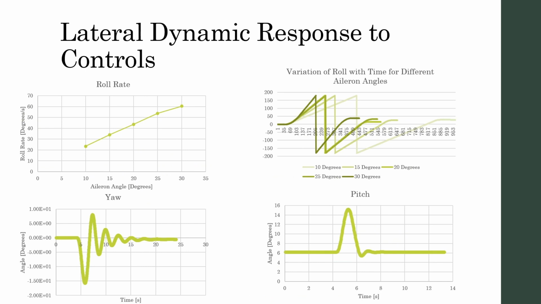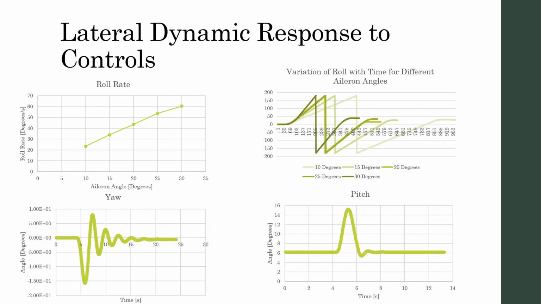The lateral dynamic response to controls is shown here. So as the aileron angle is increased up to 30 degrees, the roll rate is increased up to around 60 degrees per second. This can be expected as increasing the aileron angle increases the lift produced by each aileron, and therefore increasing the rate at which the aircraft can roll.